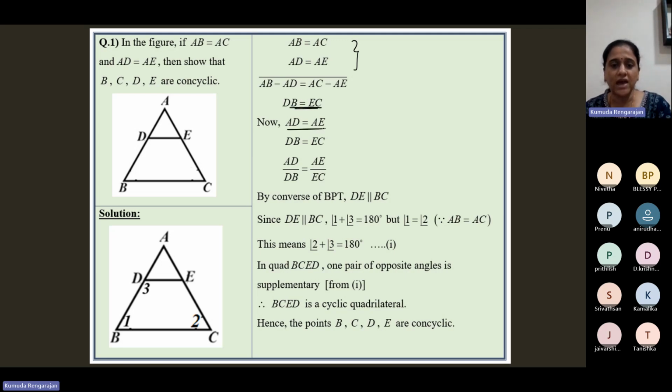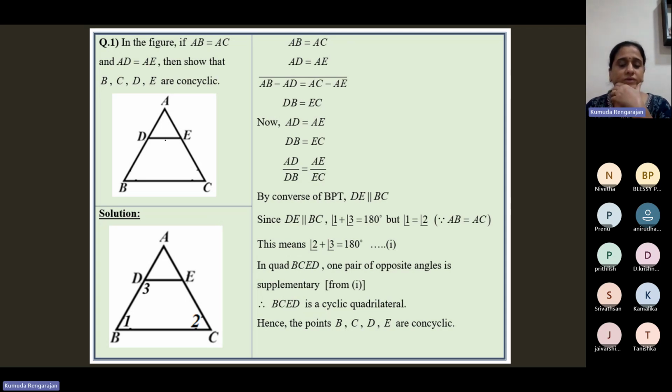Now this we already have in the question, and this we just found. When you divide these two, what do you get? AD by DB equals AE by EC. So by the converse of BPT, DE is parallel to BC.